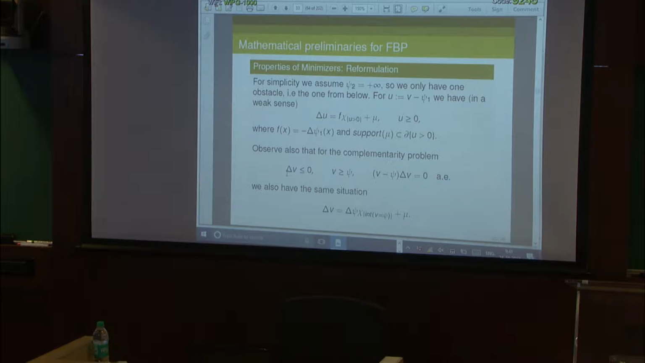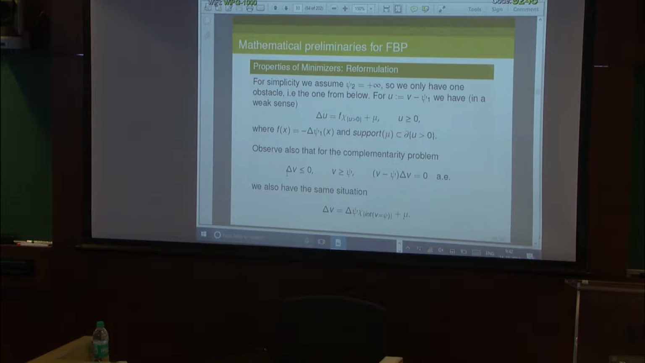What does this mean? It's clear that psi is given, so we have g and psi here. Psi is a given function, and g is a given function. This is boundary data, and psi is the obstacle. So this is psi, and we have boundary data g.